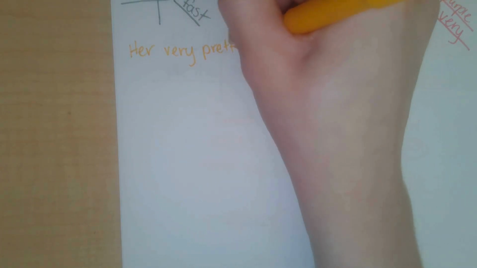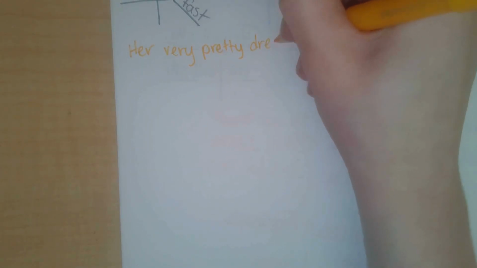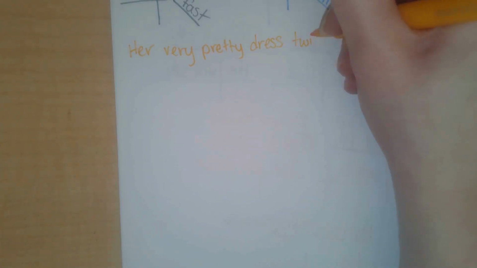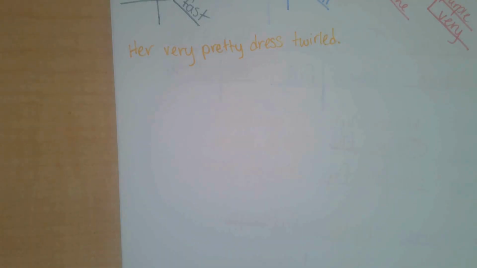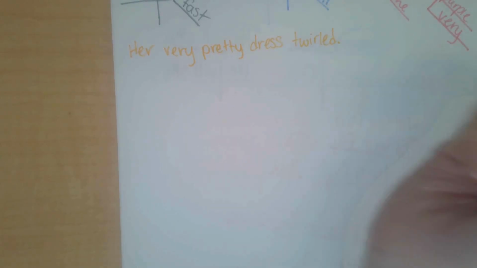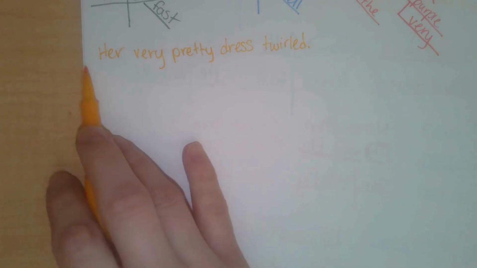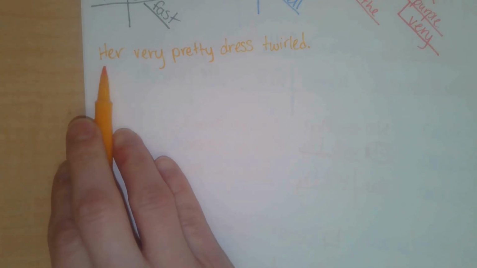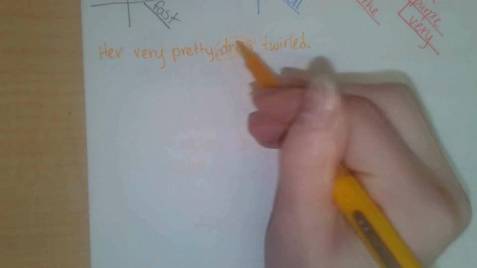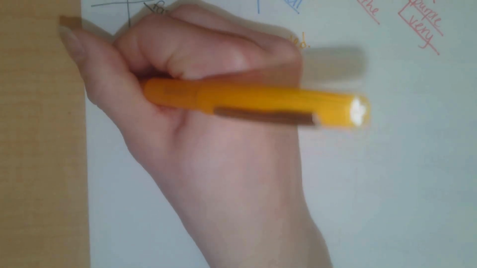Now here's the one that I want you to do on your own. Go ahead and pause the video and do this one on your scratch paper, and then I'm going to give you the answer right here. What is our subject? This one that's doing something. It's not her. She is not our subject. The thing that's doing something is the dress. The dress is twirling. So dress is our subject.